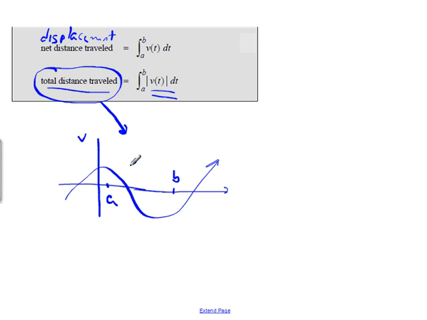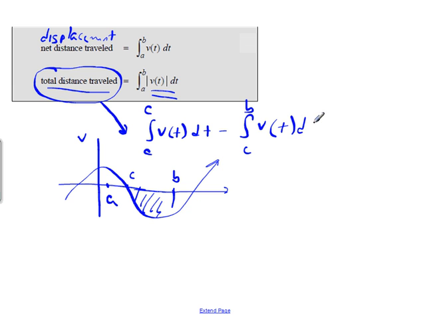this would equal, let's call this point C, the integral from A to C of v of t dt minus the integral from C to B. And it's minus because this integral will be negative, and so minus what will be a negative will make it plus, so we're adding up all the distance. That's the total distance traveled. Versus displacement, which is just simpler, A to B of v of t.